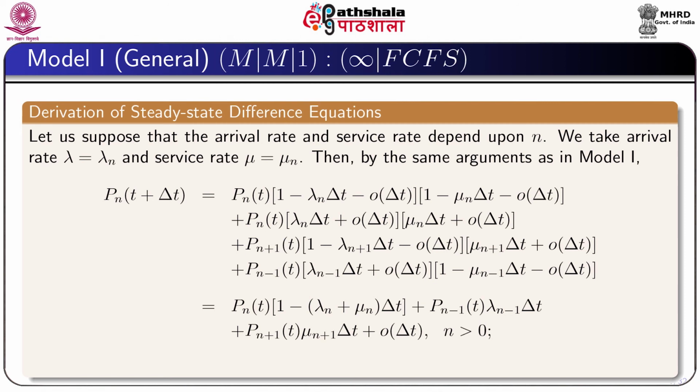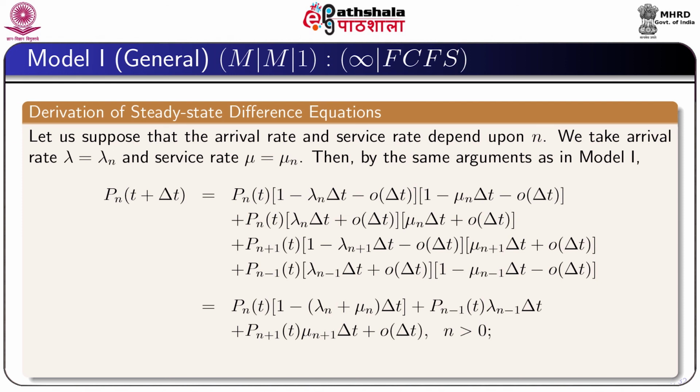we get P n (t plus delta t) equal to P n(t) into (1 minus lambda n into delta t minus order of delta t) into (1 minus mu n into delta t minus order of delta t) plus P n(t) into (lambda n delta t plus order of delta t) whole into (mu n into delta t plus order of delta t) plus P n plus 1(t) into (1 minus lambda n plus 1 delta t minus order of delta t) whole into (mu n plus 1 delta t plus order of delta t) plus P n minus 1(t) into (lambda n minus 1 delta t plus order of delta t) whole into (1 minus mu n minus 1 delta t minus order of delta t).